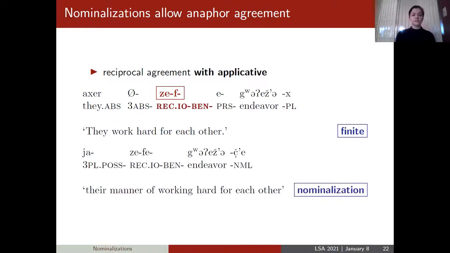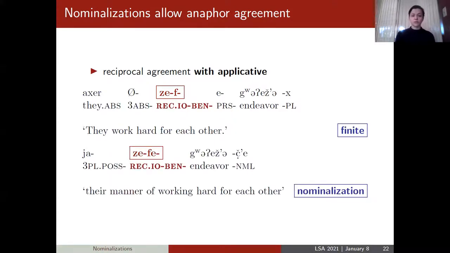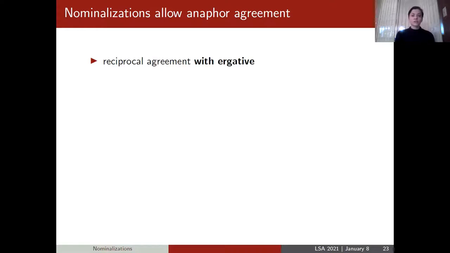If you nominalize this form, you can actually have that reciprocal stay in the nominalization. So you wouldn't be able to have a regular finite agreement morpheme in this case, a full five-feature agreement morpheme, something like for us or for them, but you can have for each other in this case. And you can also have reciprocal agreement with the ergative, not just with the applied argument.